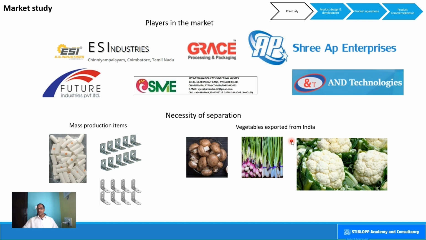The vegetables that call for separation are, this is the mushroom. Basically, there is a high demand for mushroom outside India. Onions, cauliflowers. These are all vegetables that are exported from India.